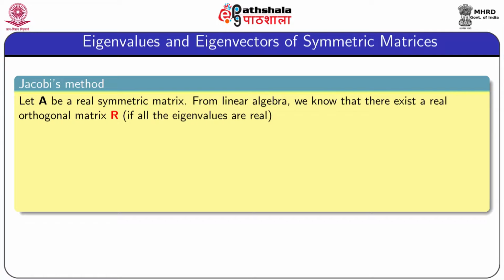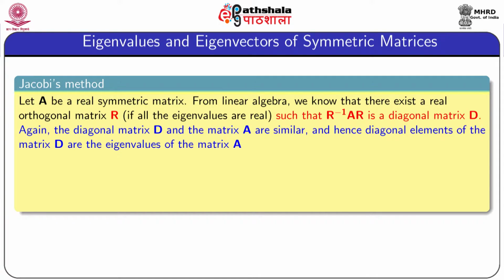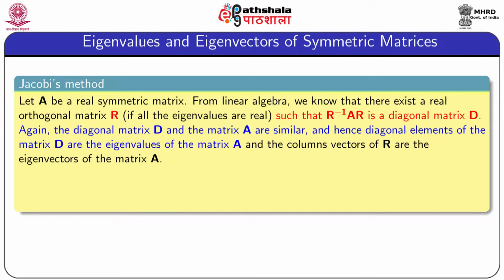Here we assume that A is a real symmetric matrix, and from linear algebra we know that there exists a real orthogonal matrix R provided all the eigenvalues are real. Then R inverse AR is a diagonal matrix D. Again, the diagonal matrix D and the matrix A are similar, and hence the diagonal elements of the matrix D are the eigenvalues of the matrix A, and the column vectors of R are the eigenvectors of the matrix A. So, this is the main principle of Jacobi's method.